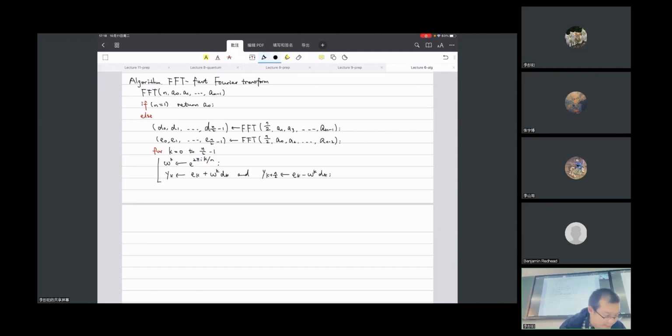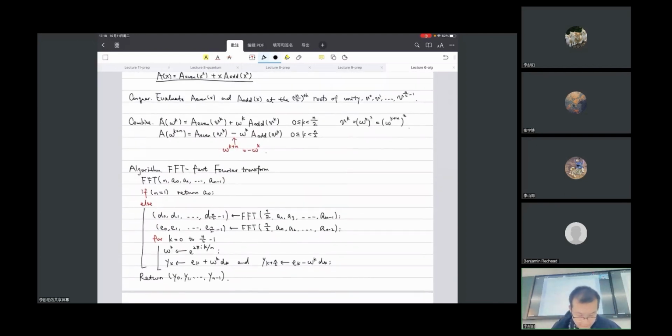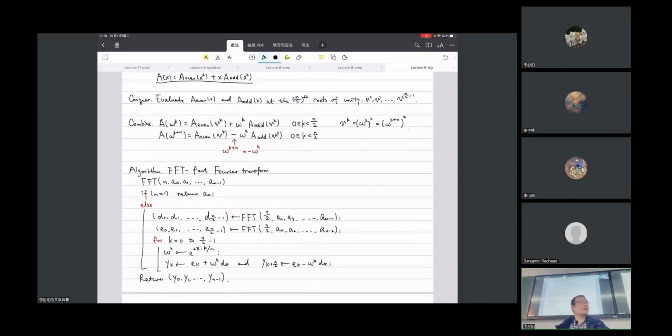And after having all of this, we return this value. Any questions here? So this is basically a formal writing of the algorithm, the fast Fourier transform that we are actually having here.